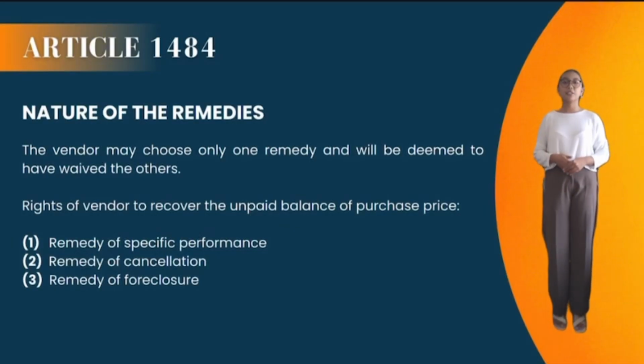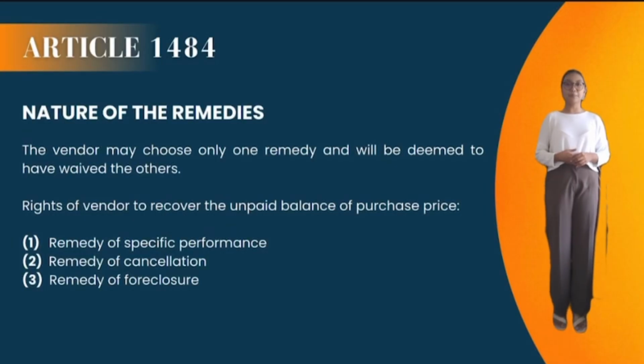The first remedy is specific performance, where the vendor can ask the vendee to pay the remaining balance as agreed. This means the vendor can still recover the unpaid amount from the vendee. The second remedy is cancellation of the sale. The vendor may choose to cancel or rescind the contract if the vendee fails to pay 2 or more installments.